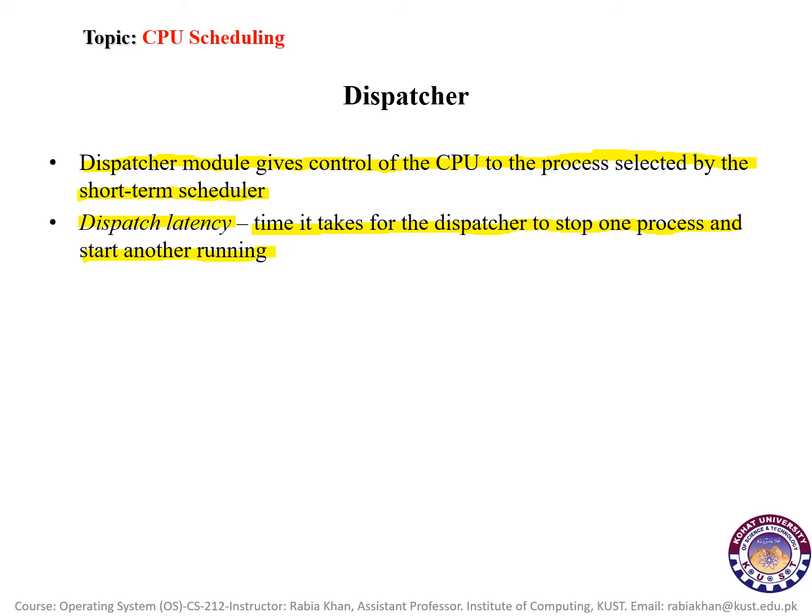Dispatch latency is the time when the dispatcher stops one process on the CPU and assigns the CPU to some other process. During this switching activity, the CPU remains idle. So this is the dispatch latency or dispatch delay. Latency means delay or idleness. So this is the idleness I was referring to earlier, that our systems still observe delays in the case of CPUs.